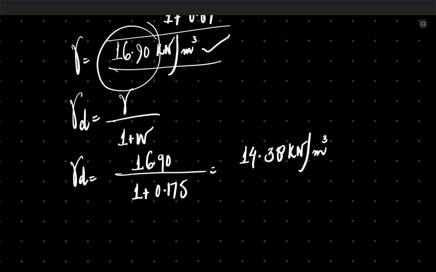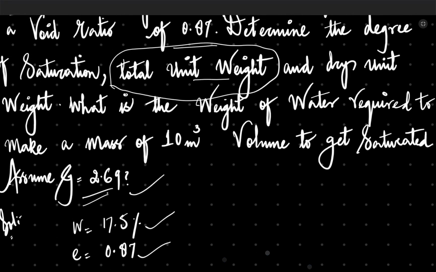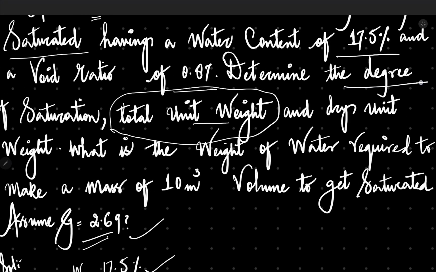All right. So with this, we have completed the part A of the question, wherein we were asked to find the degree of saturation. That we have found out. Total unit weight done, and dry unit weight has also been found out. Now the next part of the question says, what is the weight of the water required to make a 10 cubic meter volume of soil to get saturated?